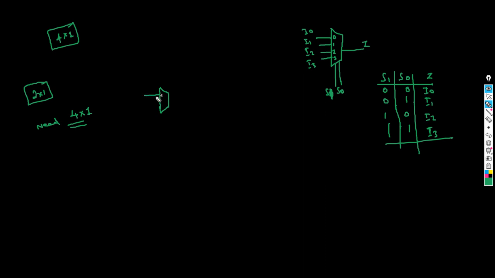I0, I1 are given to the first mux, and then I2, I3 for the second mux, and the select lines will be common. The outputs of these two will be given to the third one, so it is going to be I2 and then I3.